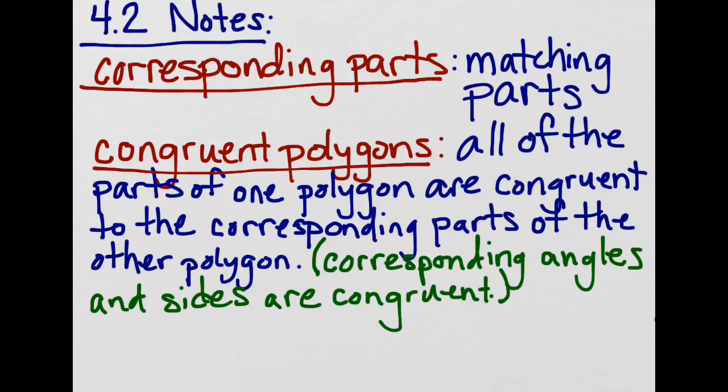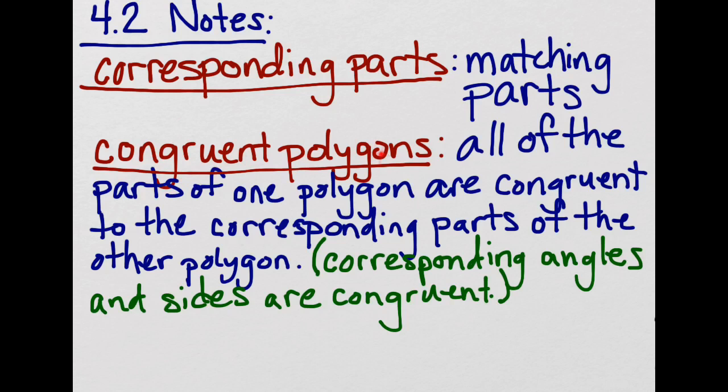Okay, today we're going to be looking at section 4.2, which is introducing us to congruent triangles. So you need to write down these two vocab words for your notes in 4.2. Corresponding parts really just means that we're talking about the matching parts, or the ones that correspond to one another.